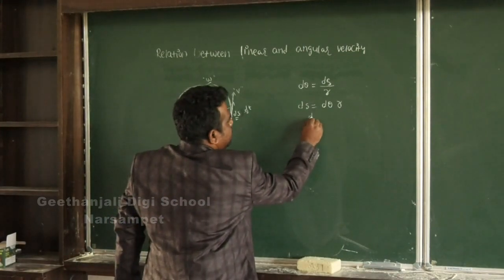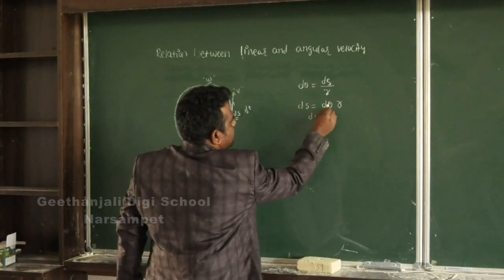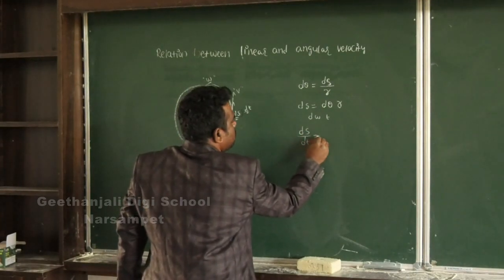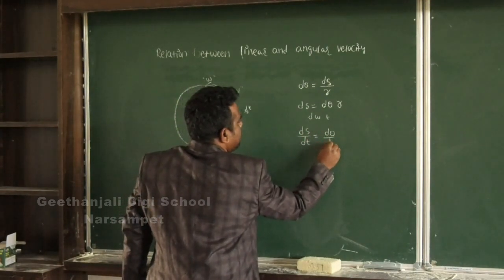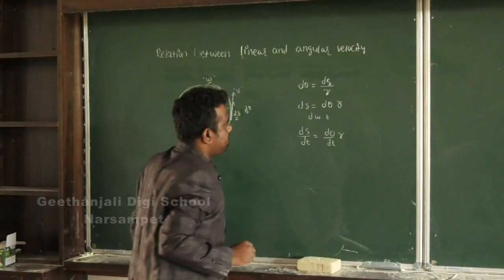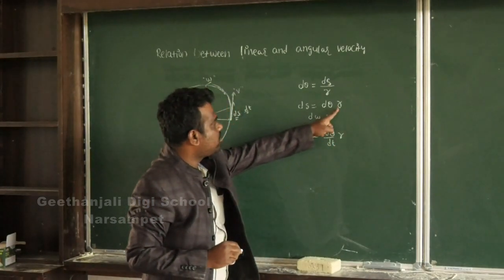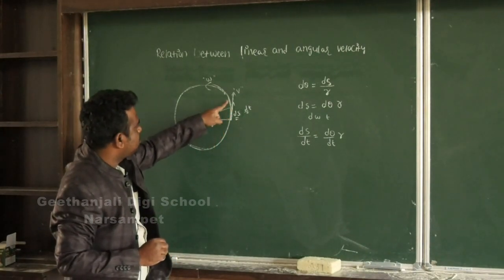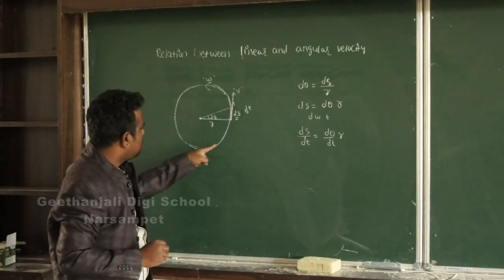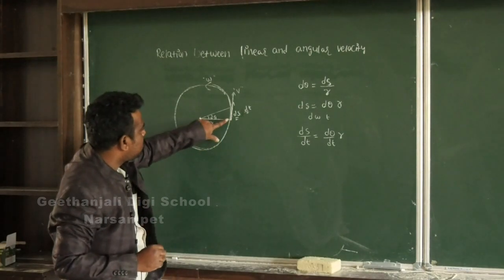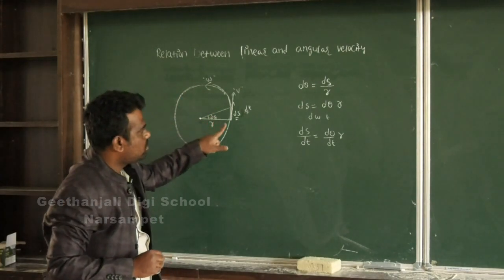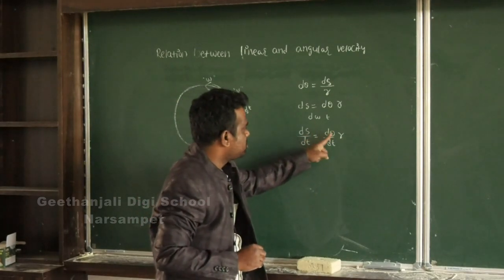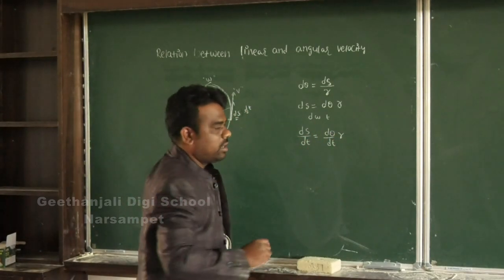So differentiating with respect to time on both sides, I can write ds by dt equals d theta by dt into r. So r is a constant. Why? When the particle is moving in a circular path, this radius does not change. So this r is the constant term. Need not write the differentiation of the term r.